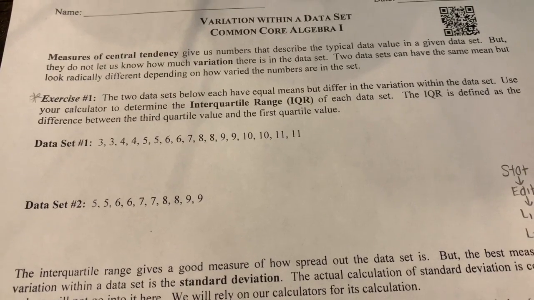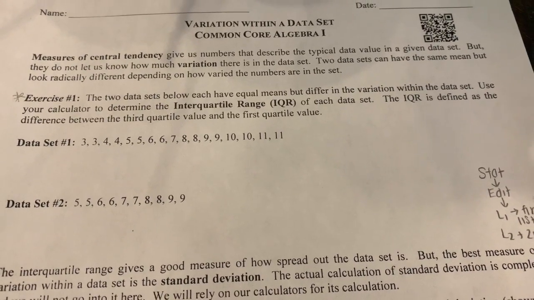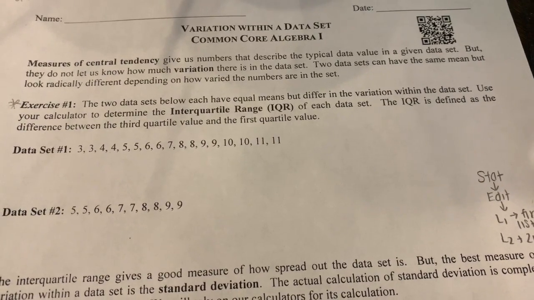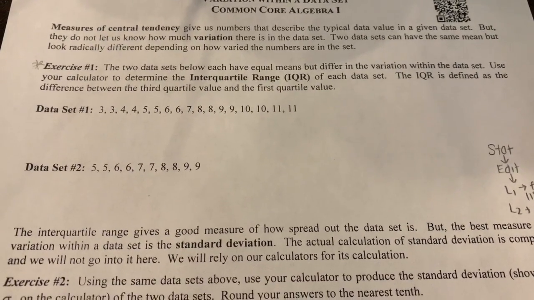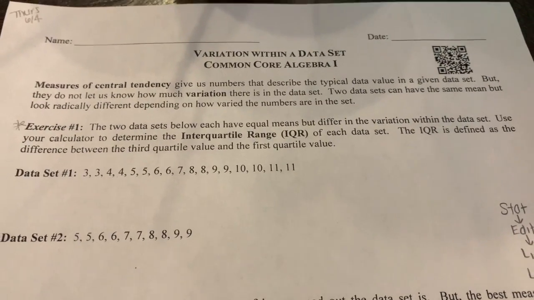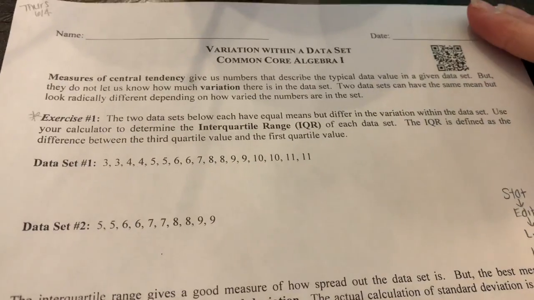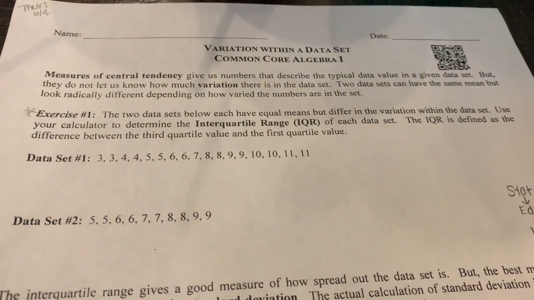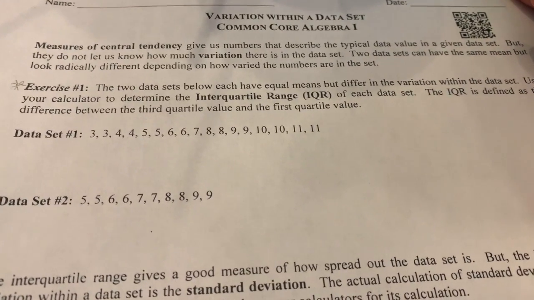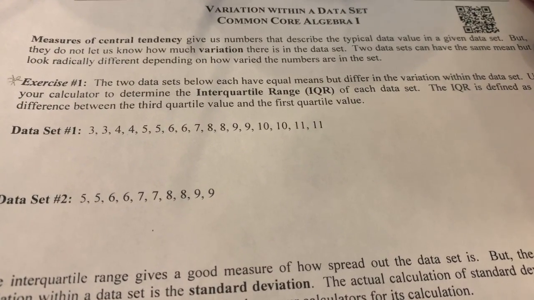What we're going to do now is learn how to use our calculators to find something called the standard deviation, which is similar to the mean absolute deviation. But before we do that, let's talk about the beginning here. Measures of central tendency give us numbers that describe the typical data value in a set, but they don't let us know how much variation there is in the data set.